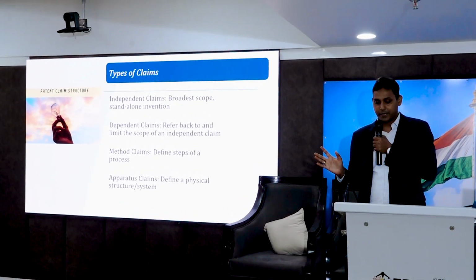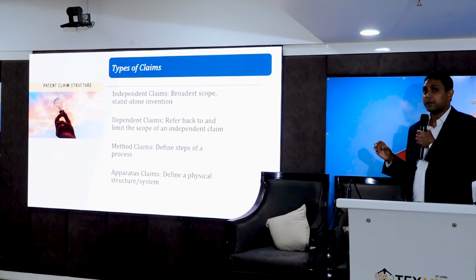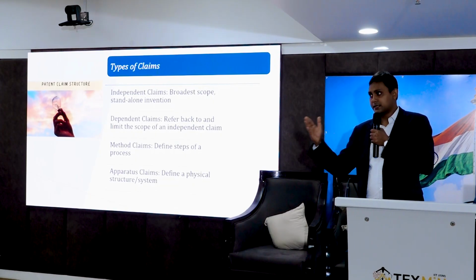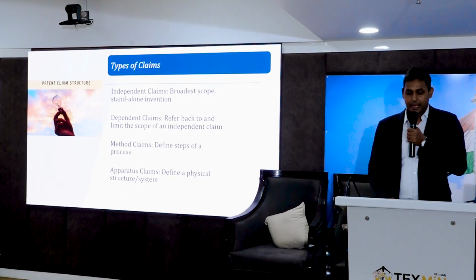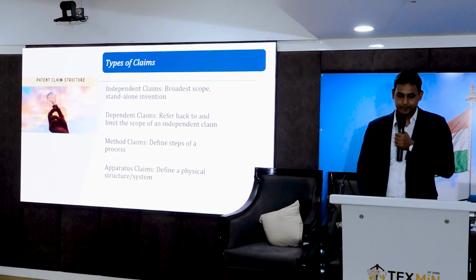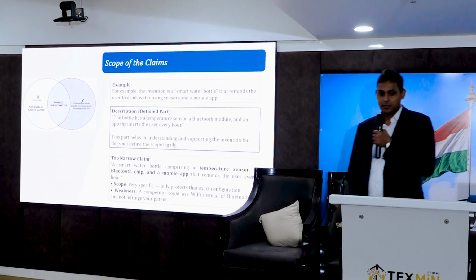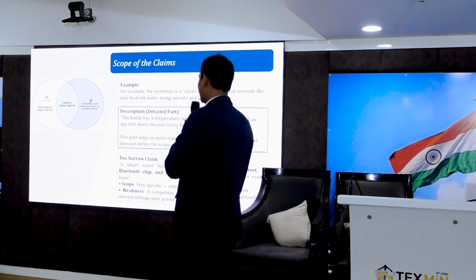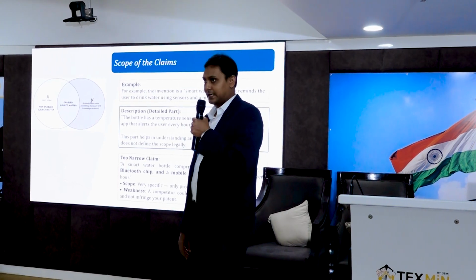The process claim and method claim, you can call it both ways. So you have to define the steps of the process in a consecutive way, like after this will happen, after this will happen, in that way. And the apparatus claim is basically the physical structure or system. So we are considering how to define the scope, right?